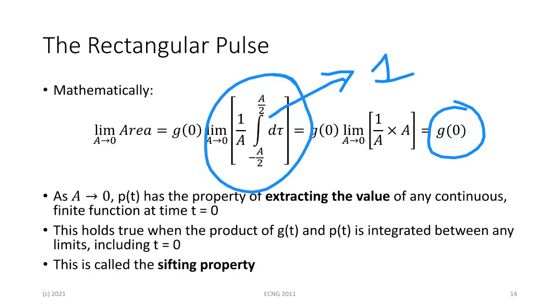We call that the sifting property. When you sift out something, it means that you pick out a value from it. So anytime you take a pulse whose width is very close to 0 and you multiply it by a function, you pick out the value of the function at t equal to 0. And we call that the sifting property. It sifts out the value.